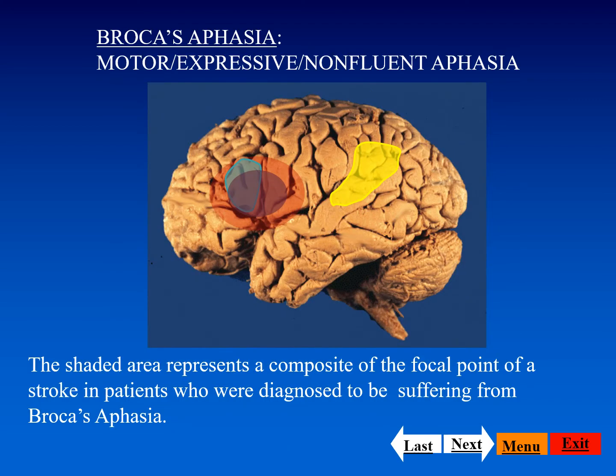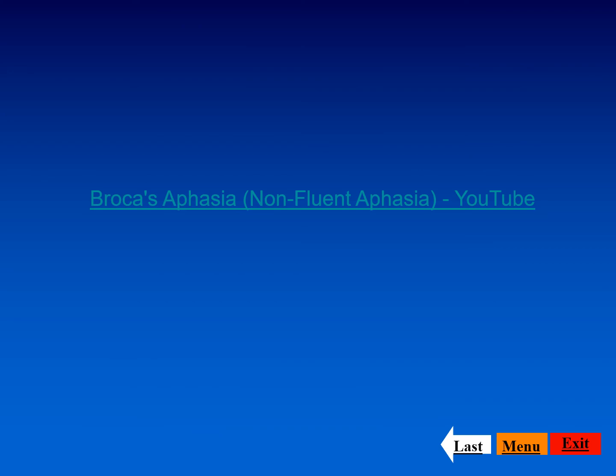The darkly shaded area represents the site of collective results of patients diagnosed to have Broca's aphasia. The next slide is a patient who has Broca's aphasia. Unfortunately, it is not operable in this auditory pathway video, and I highly recommend to copy the link at the bottom of the page and insert that into your browser so you can view this patient's video.